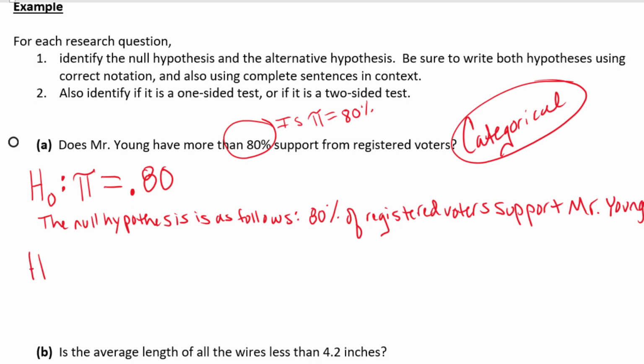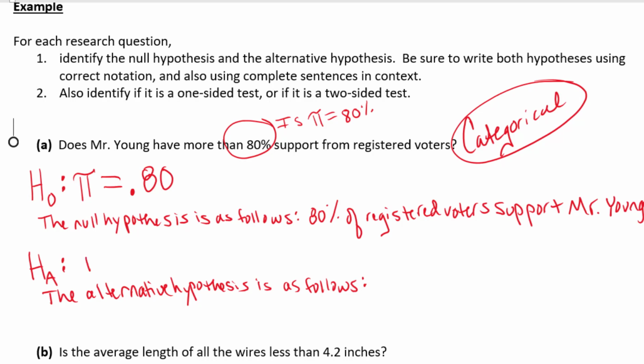Next, we're asked to write the alternative hypothesis, which again is started by writing your capital H sub A and then a colon, which reads, the alternative hypothesis is as follows. The alternative hypothesis will also be a statement about pi. It is sort of like the opposite of the null hypothesis. You'll have one conclusion or the other. At the end of this, you would conclude the null hypothesis is supported or the alternative hypothesis is supported. So we're going to say either pi is equal to 0.8 or, in this case, pi is greater than 0.8.